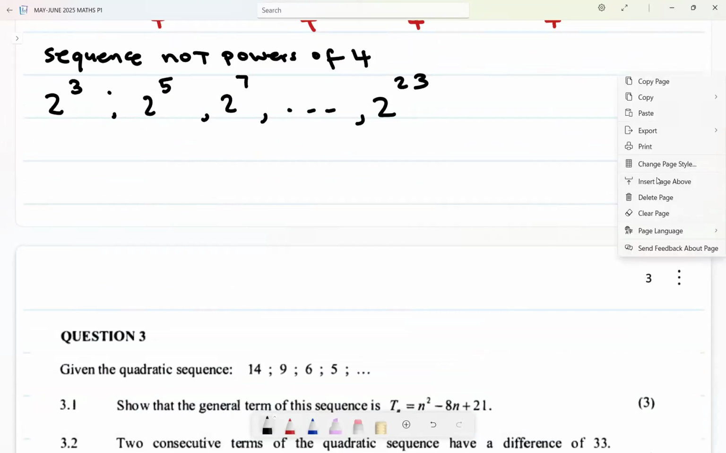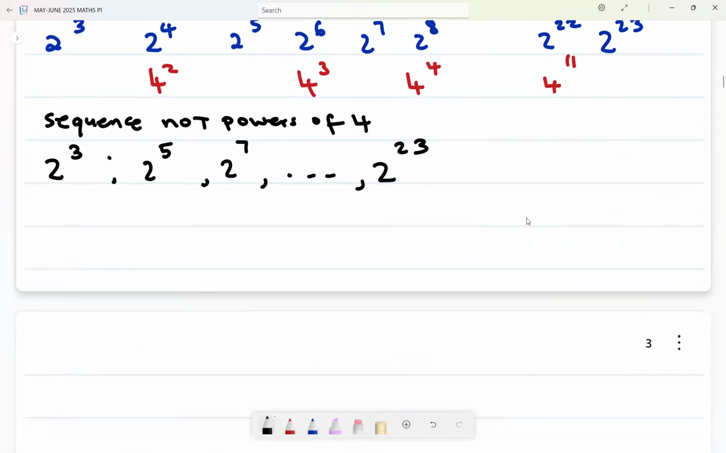Okay, not powers of 4. And then I can try to find their sum. How can I find their sum? What's the difference here? Okay, I don't think it is arithmetic. I think it is geometric. How do I know that? When I say this divided by that, it's going to be 2 to the power of 5 divided by 2 to the power of 3, which is 2 to the power of 2, which is equal to 4. So from here to here, the ratio is 4.